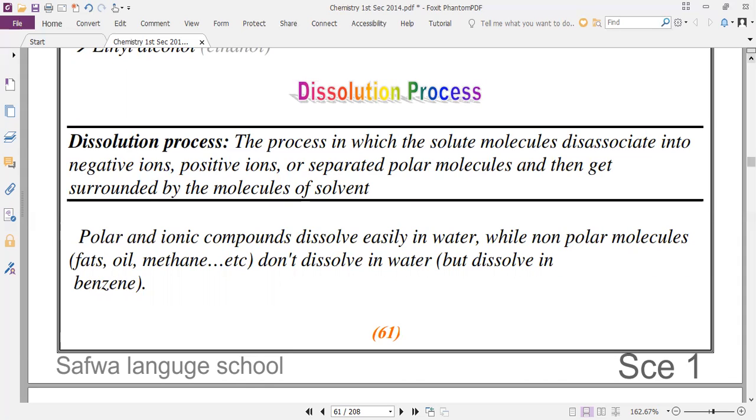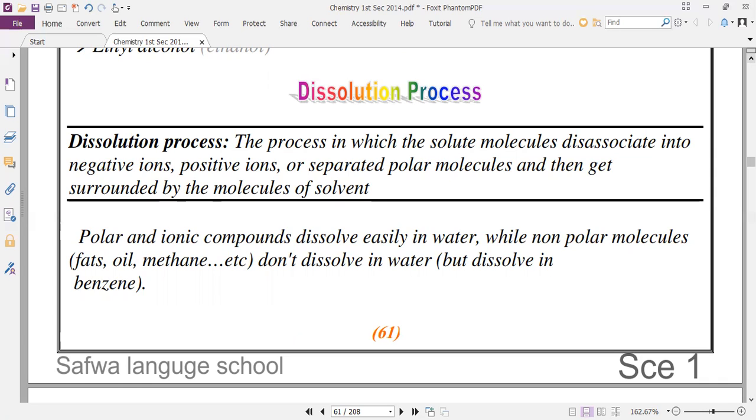Non-polar compounds such as fats and oil can dissolve in benzene. Benzene is an organic substance, called a non-polar compound. They don't dissolve in water, because water is a polar compound. So polar or ionic compounds can dissolve in water, while non-polar compounds can dissolve in non-polar solvents such as benzene.